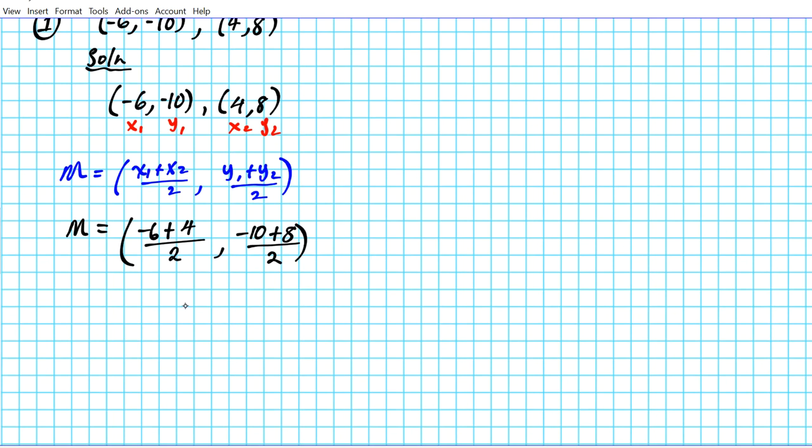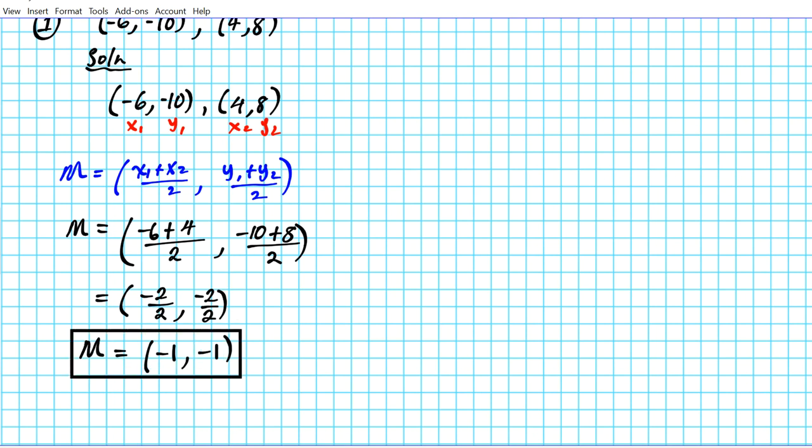Now let's do it. So in the first coordinate, you notice the operation upstairs here. This is kind of like a grouped operation when we are doing the numerator. So we have to do the numerator first. Negative 6 plus 4 is negative 2. Negative 2 over 2. And then negative 10 plus 8 is negative 2. And then when you simplify that, you get your midpoint: negative 1, comma, negative 1. Ladies and gentlemen, that is the answer to question number 1.